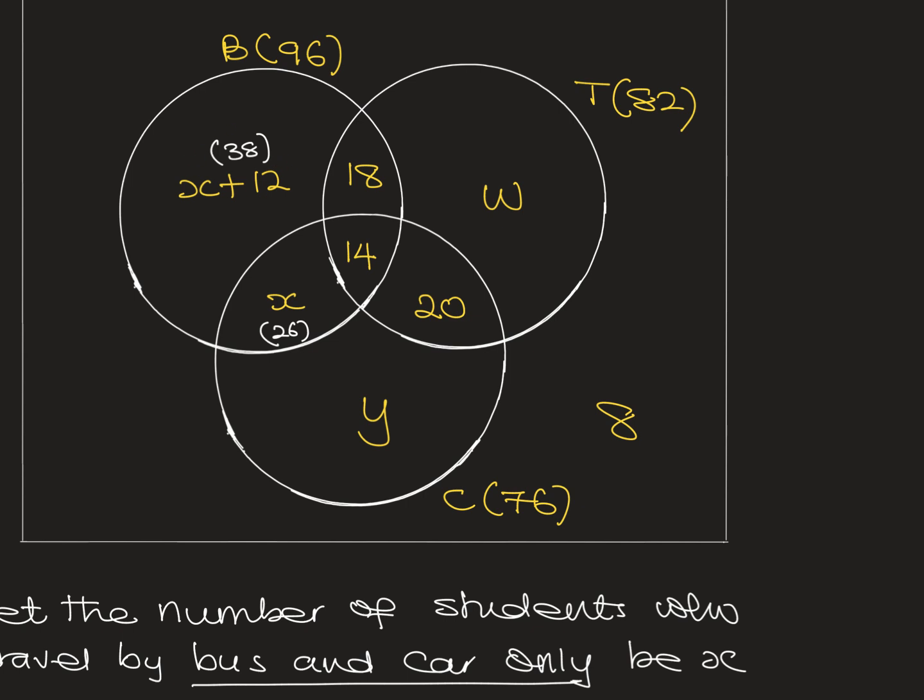All right. Now let's see how we can find W and Y. We've said that if we use this circle, W plus 18 plus 14 plus 20 must give us 82. Okay, so that is the total number of students traveling with train.